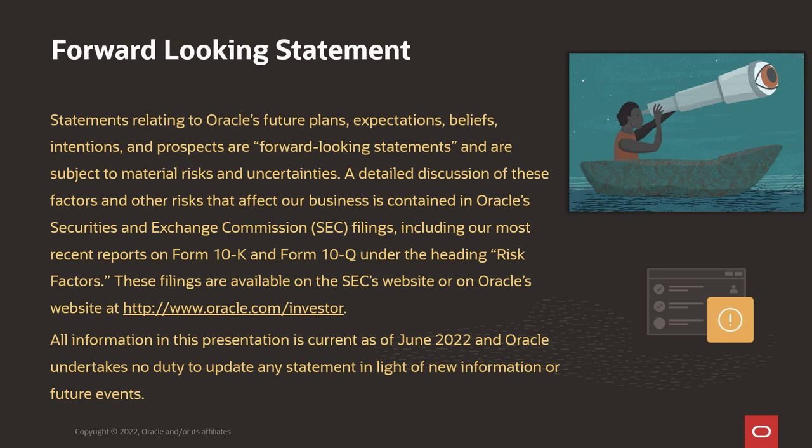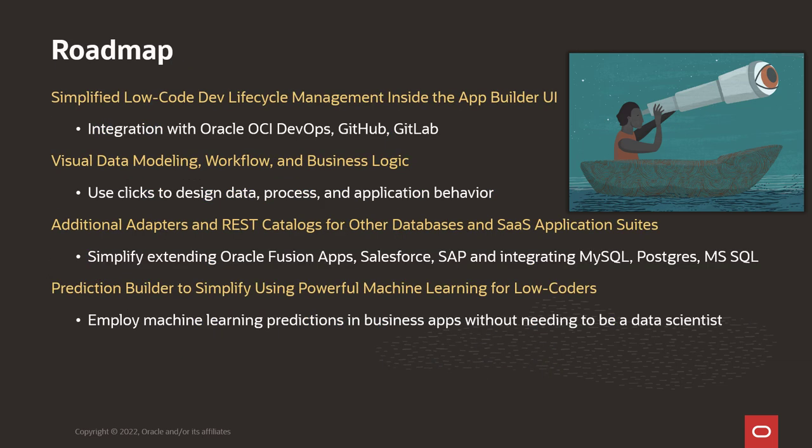Lastly, let's briefly mention some items that we're investing in for future versions of Apex. We just saw how using command line tools, we're able to integrate with lifecycle management CI/CD pipelines, but we're investing effort in improving the integration directly in the builder for working with tools like Oracle OCI DevOps, GitHub, and GitLab, so developers not comfortable or not familiar with command line tools will have an easier time working with those industry standard mechanisms.